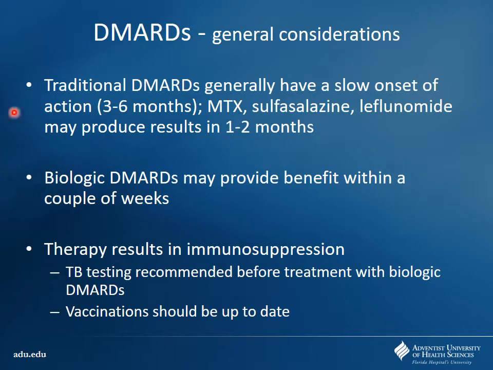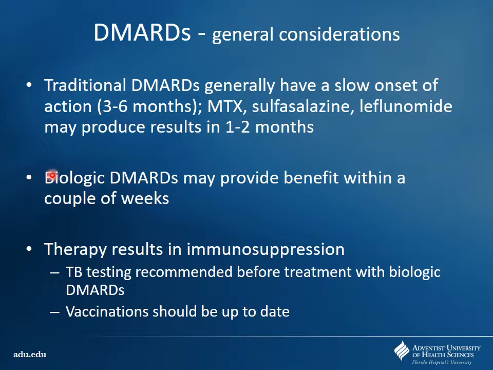So traditionally, the DMARDs take time to kick in, so up to 3 to 6 months before you start to really see them have their full effect. So again, these are not going to be something they're going to see a difference tomorrow. However, that's what your NSAIDs are for. That's what your corticosteroids are for, to help manage acute symptoms while these other drugs kick in. Some of them may have a little bit faster onset, maybe some results within 1 to 2 months, but you really need to give it a full 3 to 6 month period before you really evaluate to see how well it's going to work for them.